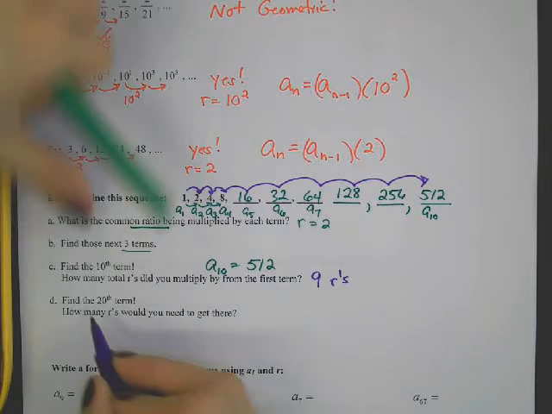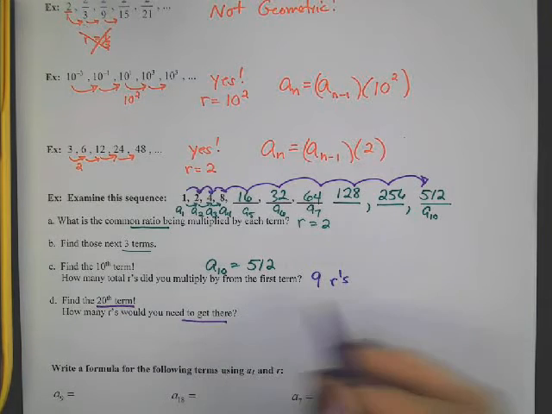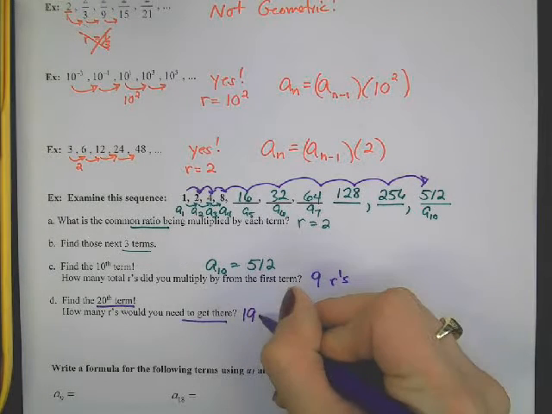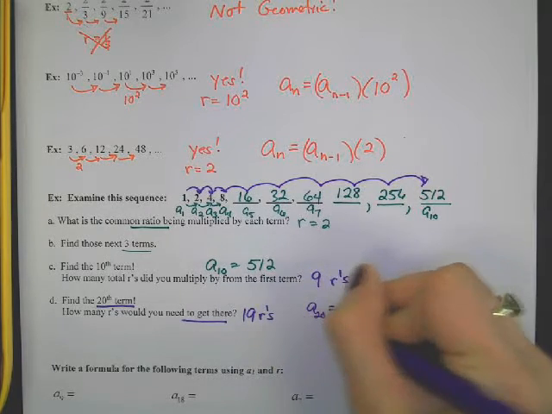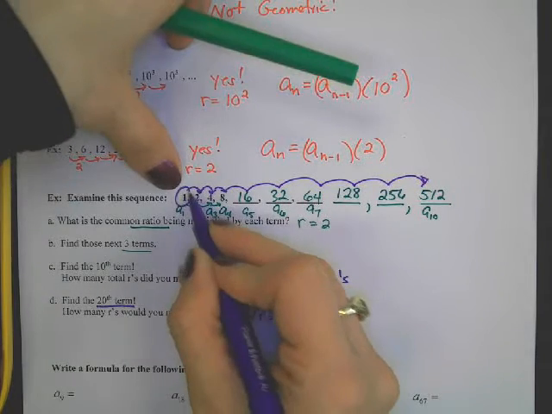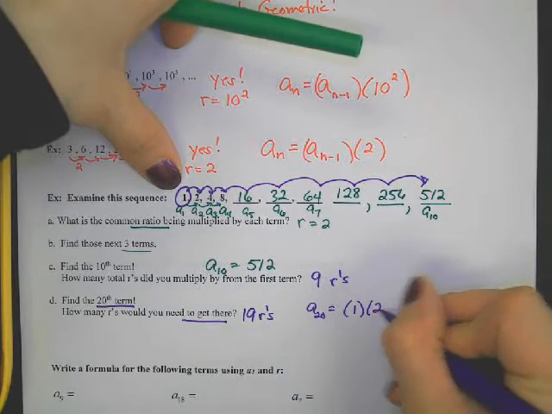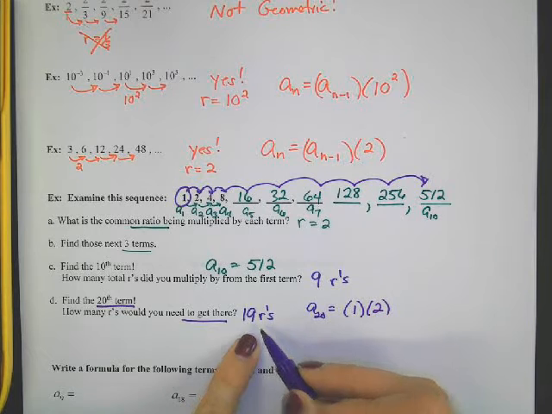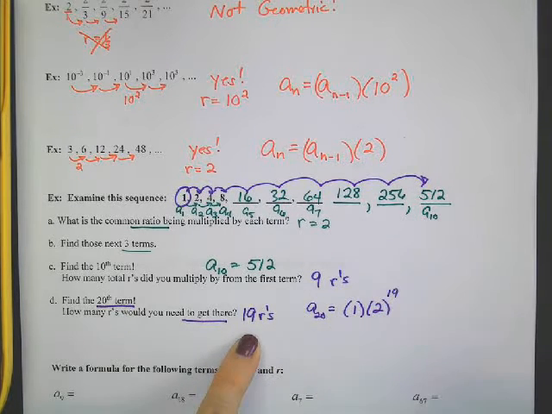Okay, let's use the trick to get to the 20th term. How many R's would you need to get there? Well, you wouldn't need 20, we would need 19 R's. Okay, so to find A sub 20, you would take the first one. So let's take 1. And I'm going to multiply by 2 by 2 by 2 by 2. How many 2's? 19. That's 2 to the 19th power.